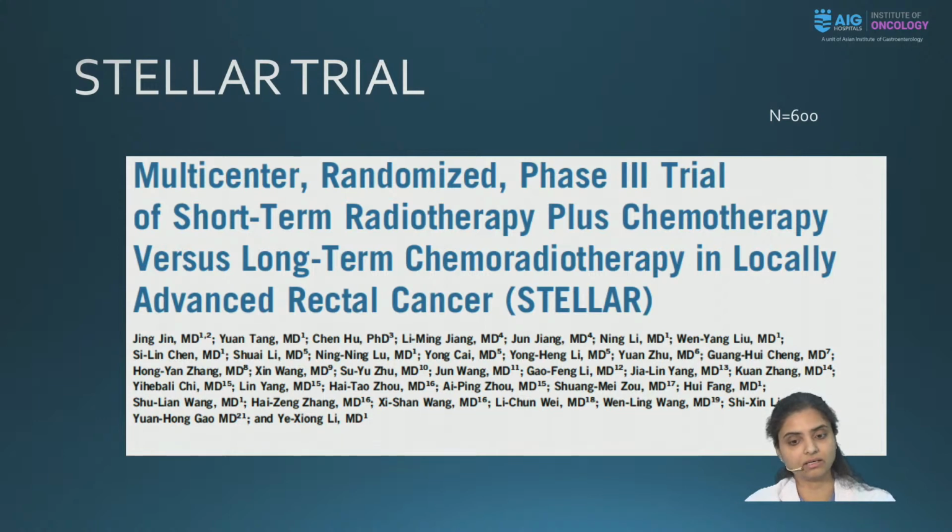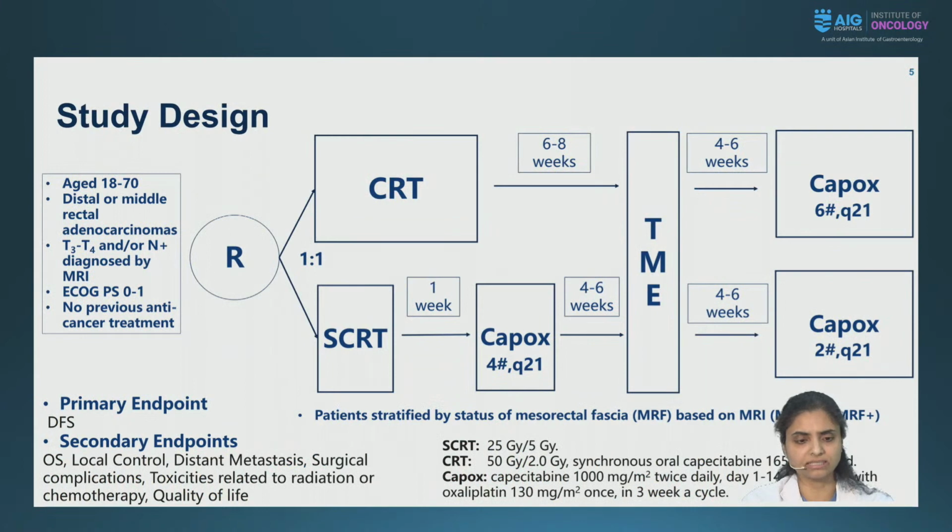It's a Chinese trial published from Beijing called the STELLAR trial. The study design is somewhat different from what I've spoken about before. They have given short course radiation, following which after 1 week the patient is started on the Capox regimen for 4 cycles, after which the patient undergoes surgery and then takes 2 more cycles of Capox. So you're not wrong, you're just doing some permutations and combinations and trying to derive the best treatment approach for the patient.